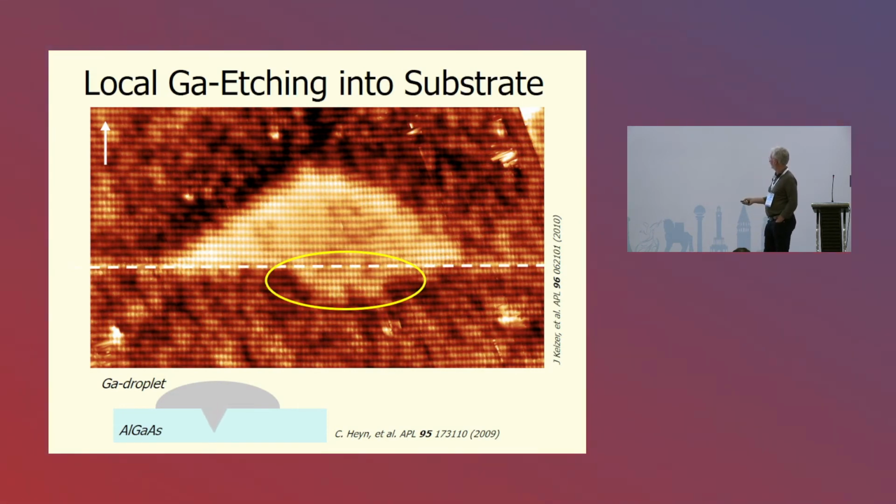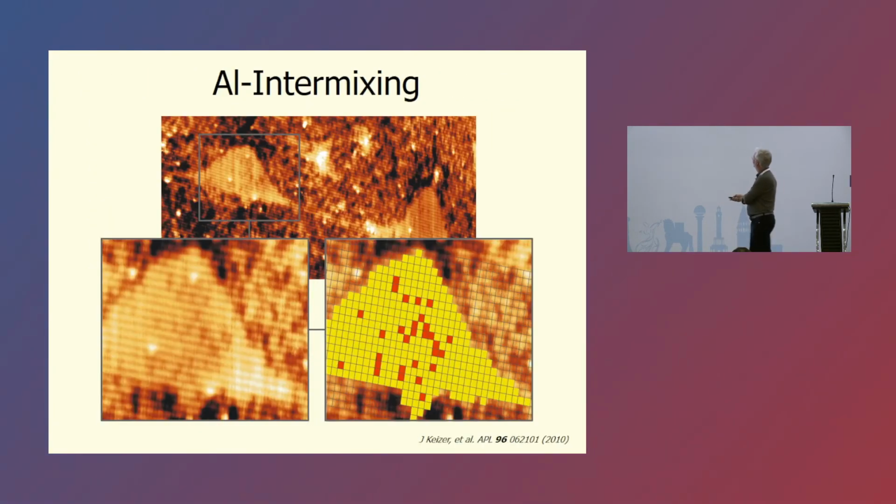This is a process that was described by colleagues from Hamburg. And here we see this effect of local etching. The gallium droplet liquefies the aluminium gallium arsenide underneath. By that, gallium and arsenic atoms get picked up and go into the dot.